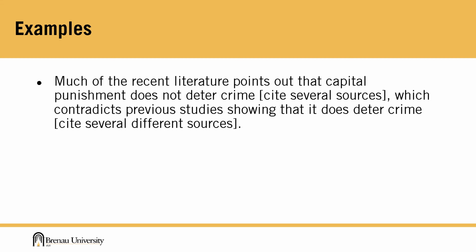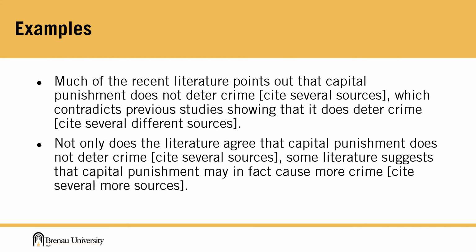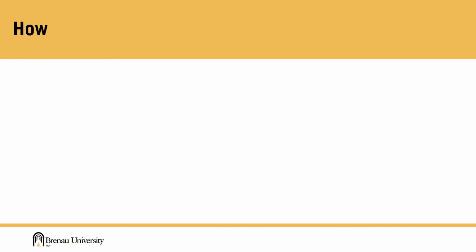Another example: not only does the literature agree that capital punishment does not deter crime, some literature suggests that capital punishment may in fact cause more crime. Again, we have a two-part sentence, and each part cites the overall findings from different groups of sources. However, in this case, the second group isn't contradicting the first group. They're agreeing, and their findings go even further than the first group. Now you know the purpose and structure of a synthesis statement.